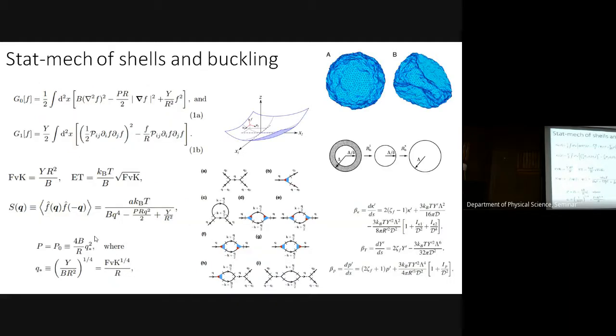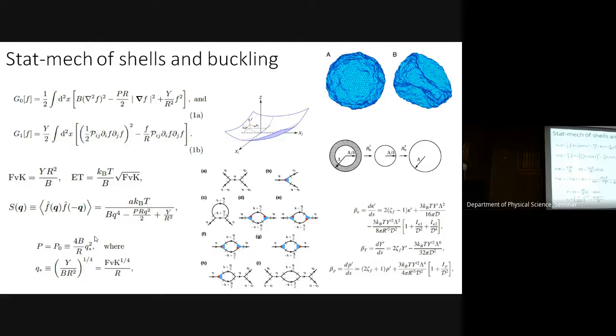So now if you do it for a shell, the problem becomes complicated. Earlier, you were thinking about a height field above a plane. For a shell, you need to think about a height field from a sphere. Your base is a sphere. That makes the problem complicated.